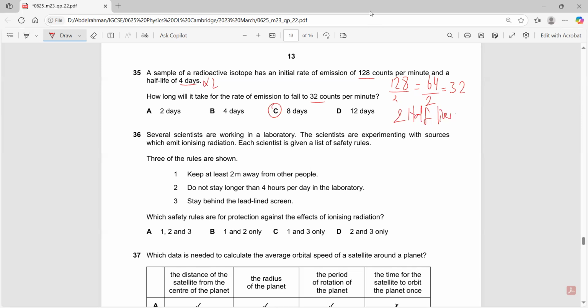Several scientists are working in the laboratory. They're experimenting with the sources, which each emit ionizing radiation. 3 of the rules are shown. Which safety rules are for the precaution against the effects of the ionizing radiation? Keep at least 2 meters away from other people? That's not a safety precaution. This is wrong. Do not stay longer than 4 hours per day in the laboratory. Yes, decrease the time of exposure. Stay behind lead-lined screen. Yes. Protective barrier.